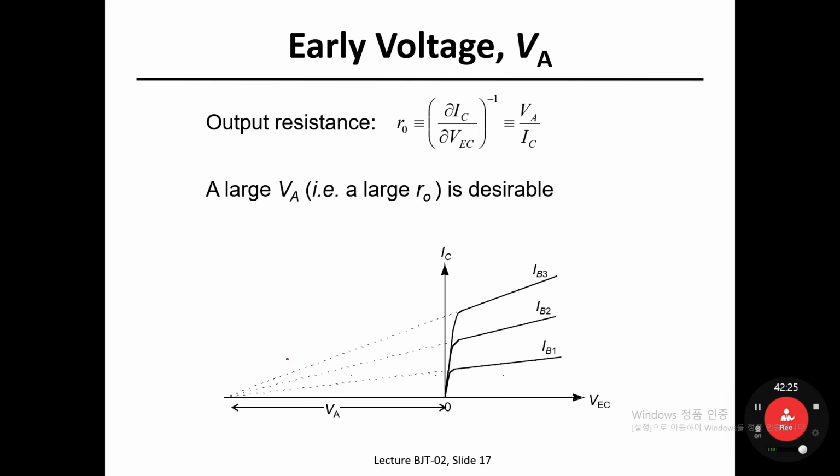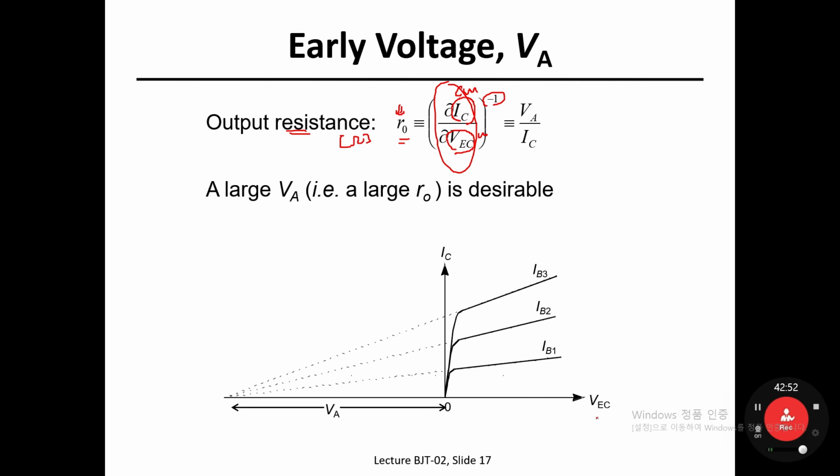So output resistance, R naught here, is defined by how much output voltage has been applied across the BJT and how much output current results. This is current, this is voltage. So on the left hand side, you're going to write down the resistance in the unit of ohm, so you should take an inverse value of this. Okay. All right.